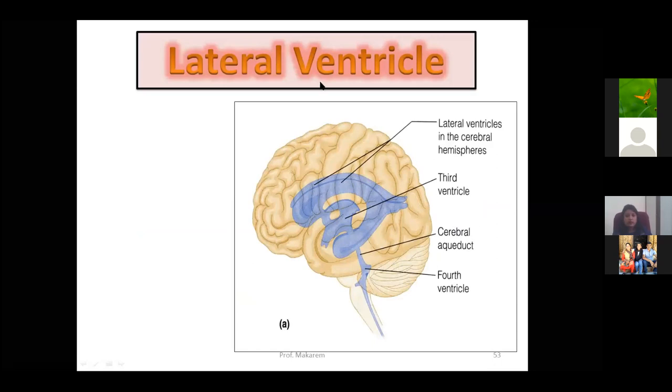Coming to the important one, this lateral ventricle. As I told you, the lateral ventricle is C-shaped on either side of the cerebral hemisphere. So it has an anterior horn, then central part, then posterior horn and inferior horn. So these are the three horns of the lateral ventricle.